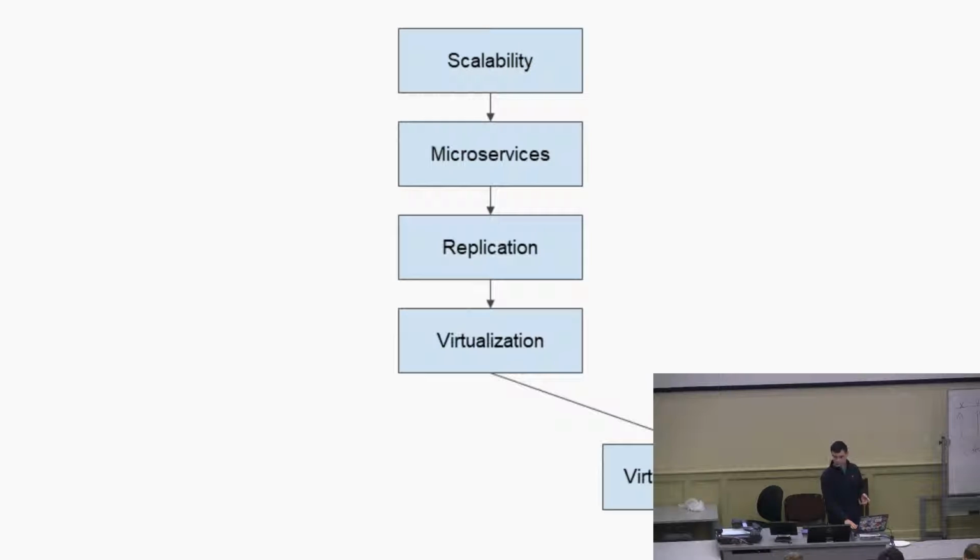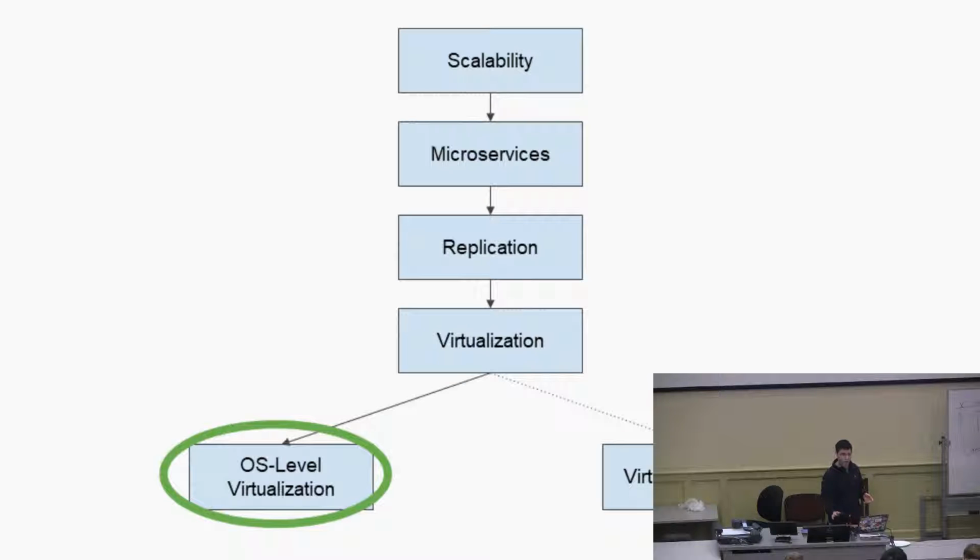So for that reason, we have OS level virtualization, and we'll go into it more in a second. The idea here is that OS level virtualization is a lot more lightweight and faster than virtual machines. It's faster to start up and faster to run. Containers are basically another word for OS level virtualization.